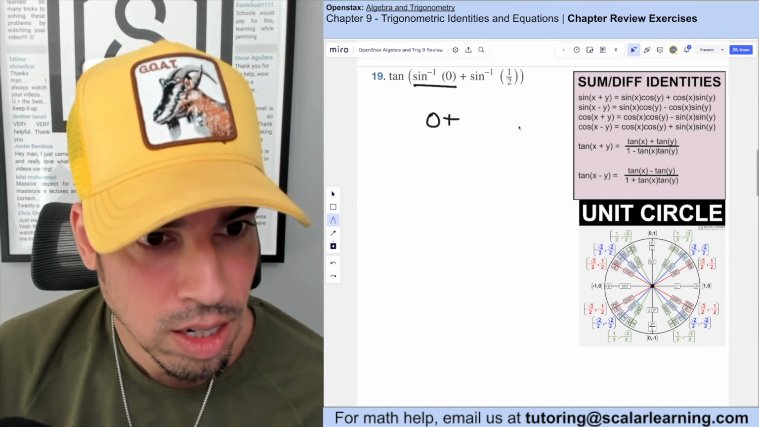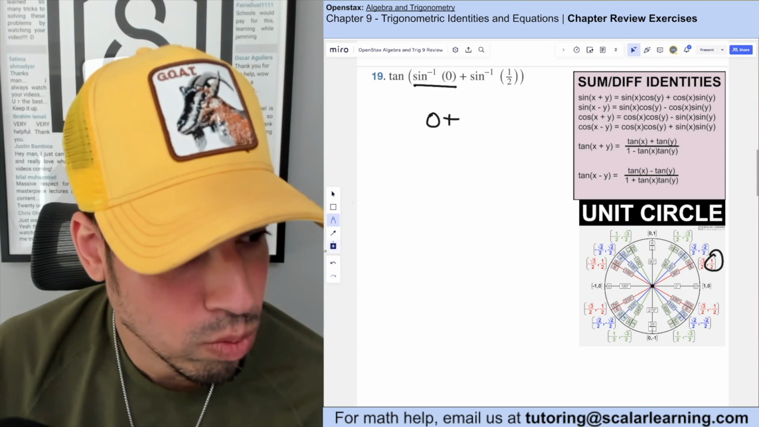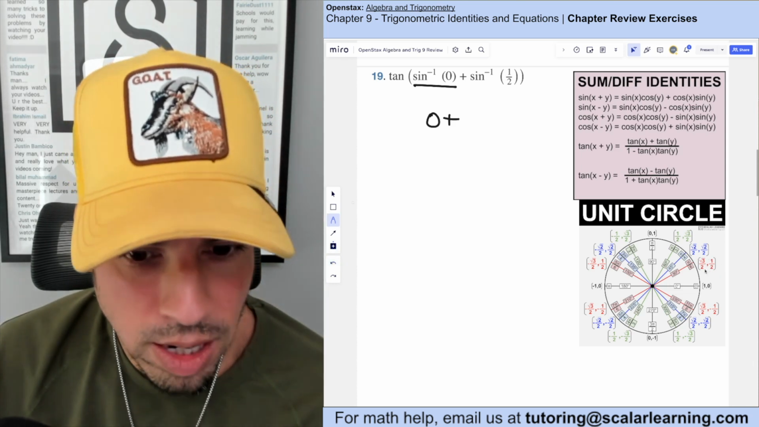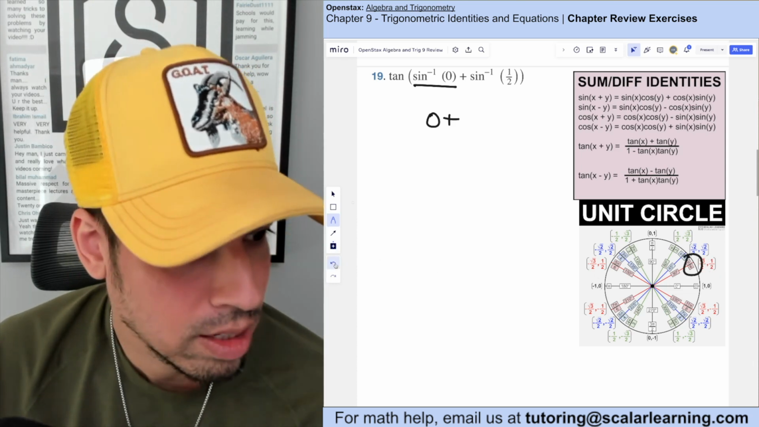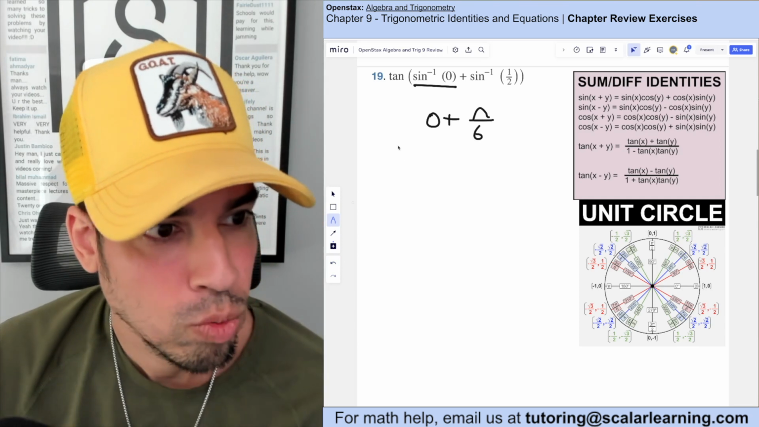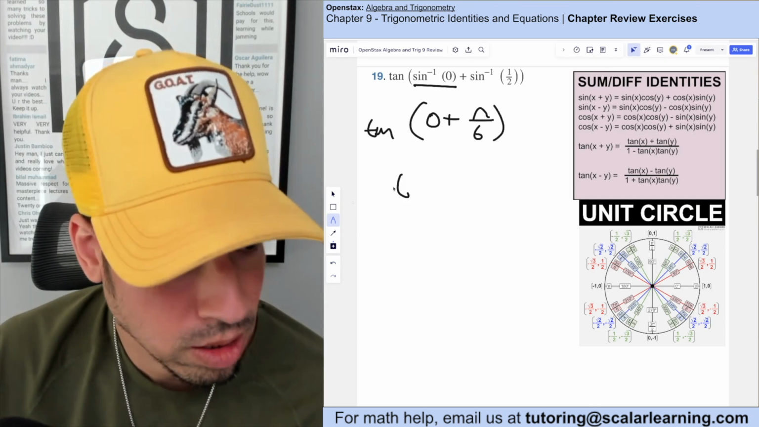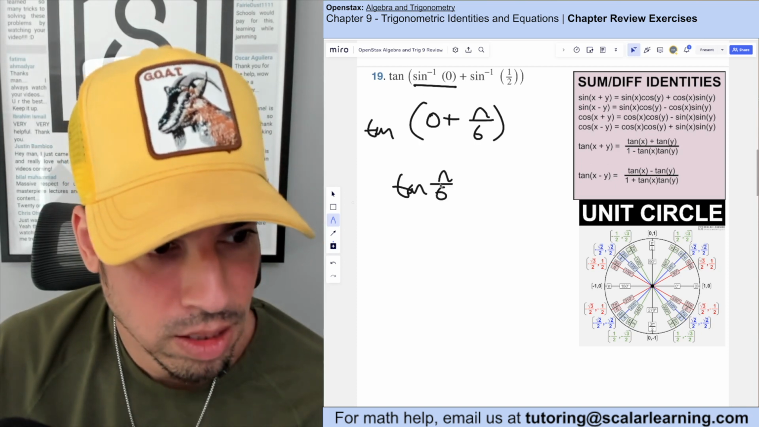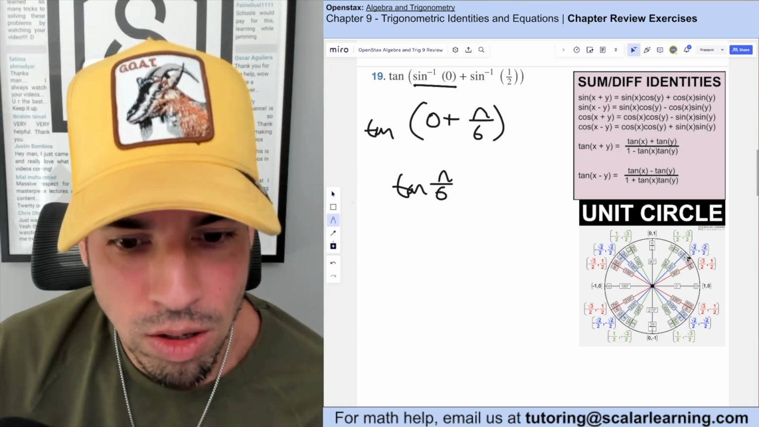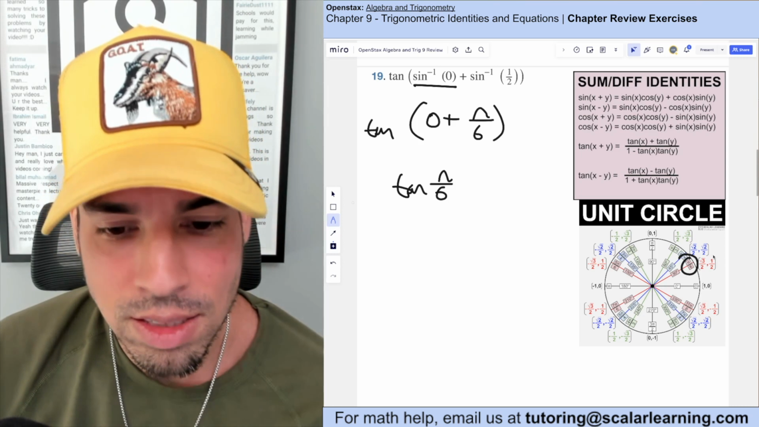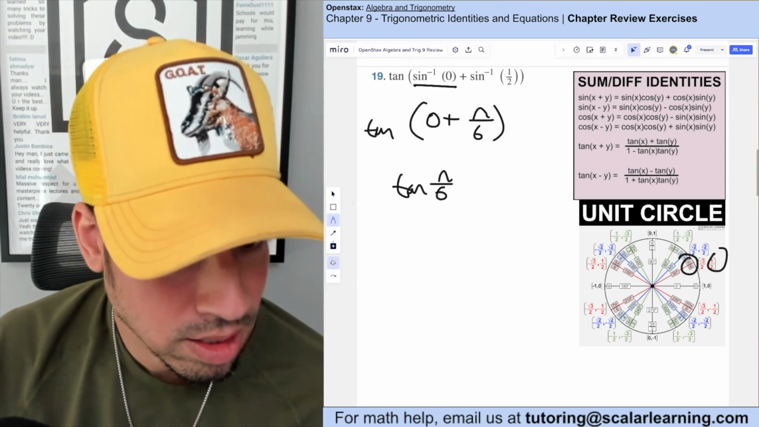And then arc sine of 1/2, that's occurring right here when we have a y value of 1/2, which means that is pi/6. So really what we're talking about is tangent of 0 plus pi/6, which is really tangent of pi/6. And tangent of pi/6 can be found by finding pi/6 and then taking the y over the x. That's what tangent is, right?